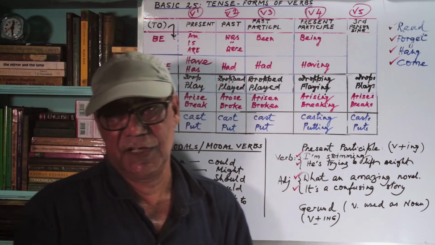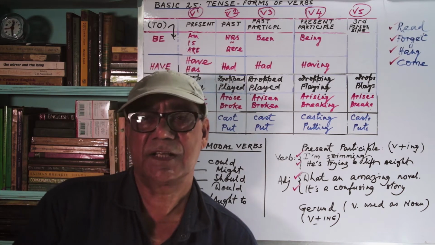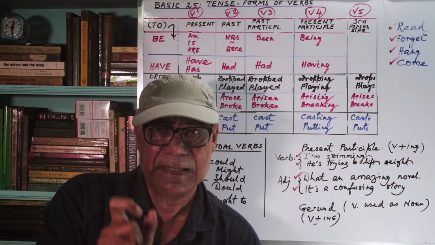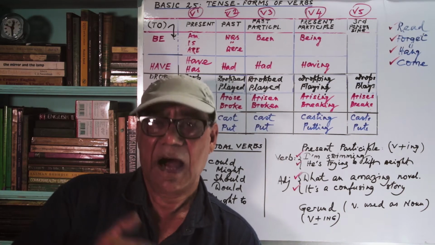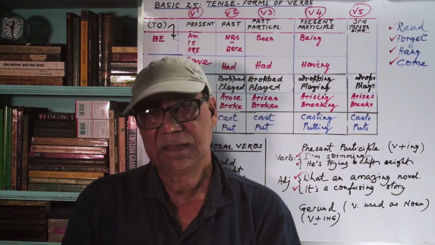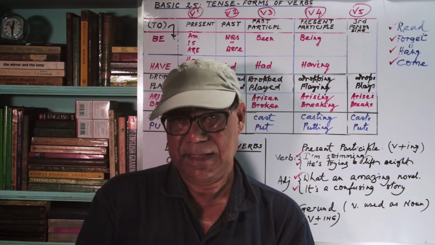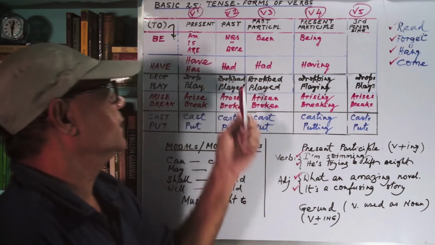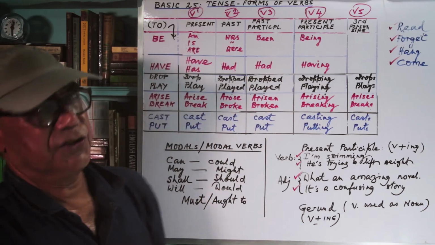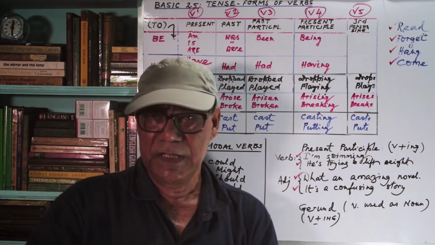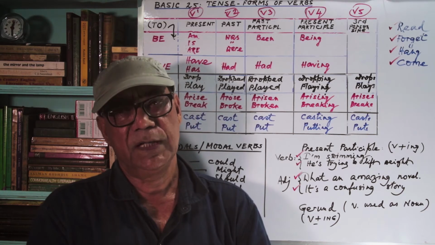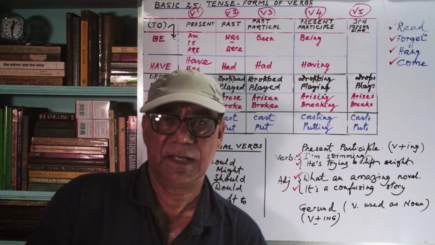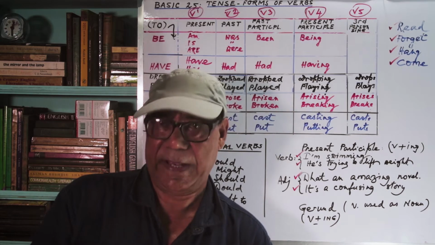In the present tense, it is am, is and are, singular number. I am, you are, he is, like this. And in plural cases, all are. In the past tense, it is either was or were. If it is a singular number, it is was. If it is plural number, it is were.